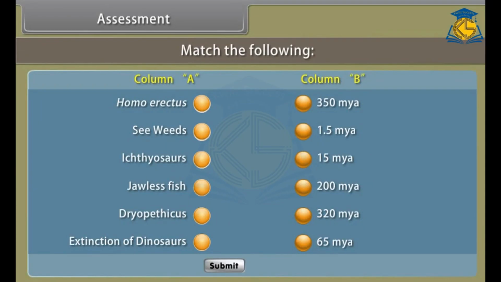Assessment. Before proceeding further, let us know how much have you learned. Match the following life forms with the periods during which they evolved.